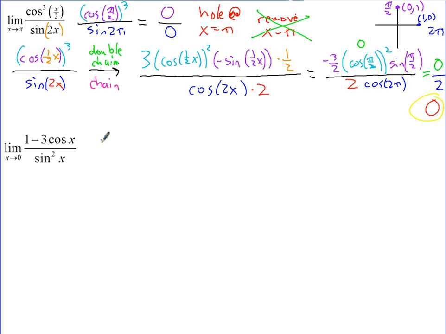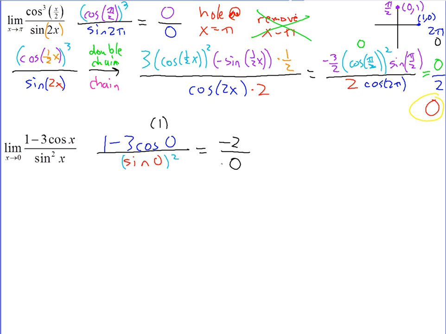First, substitute in the 0. So 1 minus 3 times cosine of 0 divided by, remember this really means sine is being squared, so sine of 0 squared. Well, cosine of 0, again, is the same place as 0, 2 pi here. So that's cosine is 1. So that's 1 minus 3 is negative 2 over sine of 0, the y-coordinate there, 0.